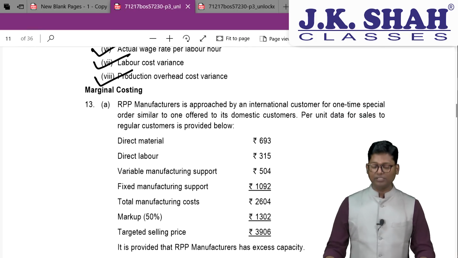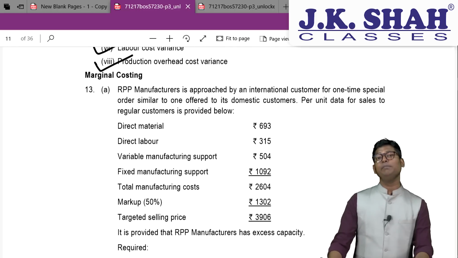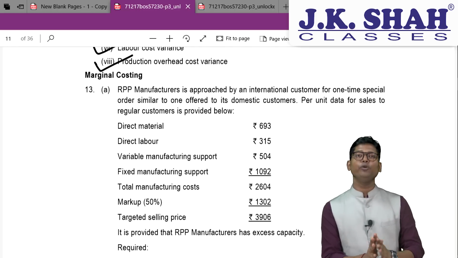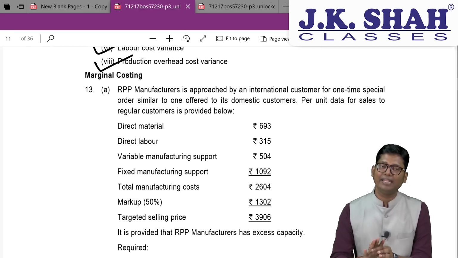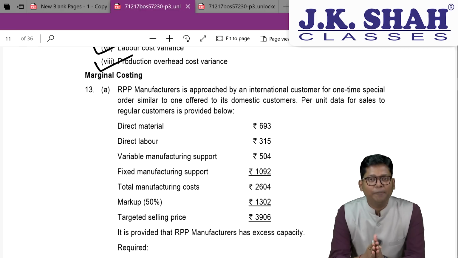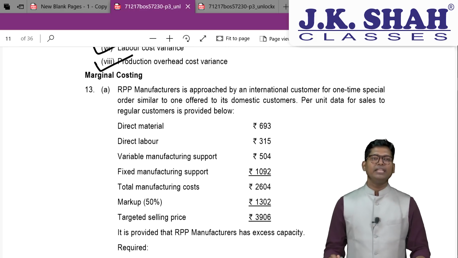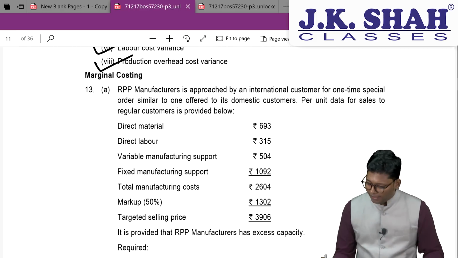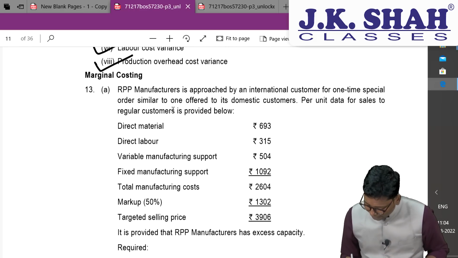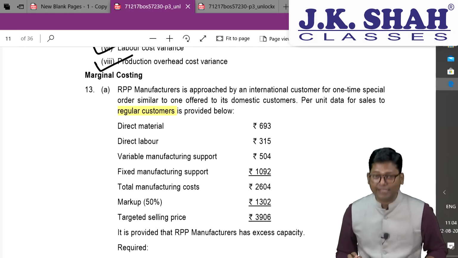And once standard costing is recorded, there is one formula based chapter which carries huge weightage from exam point of view, and the name of chapter is marginal costing. Let's read. RPP manufacturers is approached by an international customer for one-time special order similar to one offered to its domestic customers. Per unit data for sales to regular customer is provided below. The data which is provided below is related to the regular customer.